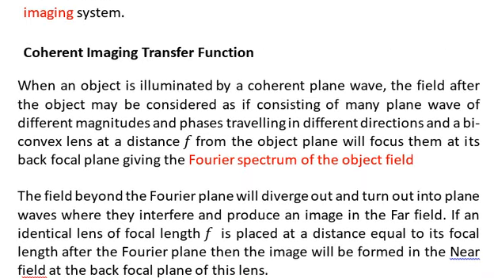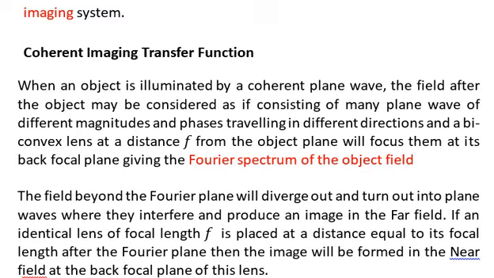So, coherent imaging transfer function. Let me recall that the transfer function is actually the Fourier transform of the point spread function. You know that in a coherent imaging system we consider the amplitude point spread function, and if you take the Fourier spectrum of that amplitude point spread function, the quantity that you get will be called the transfer function.